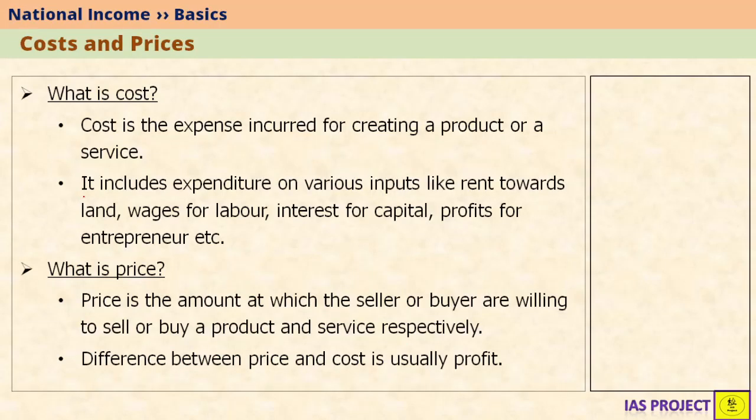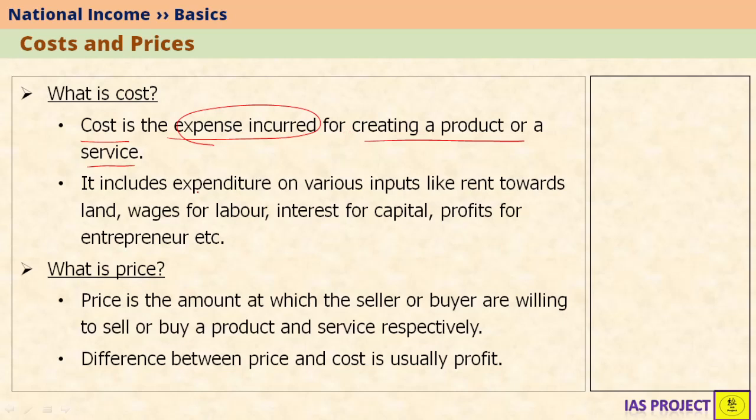Now, as we have said, the gross value added can be calculated at different prices and costs. So let us understand what is cost and what is price. First, let us look into what is a cost. Cost is nothing but the expense incurred for creating a product or a service. So in a production process, a cost simply means whatever is the money that goes into making the product or manufacturing the product or a service.